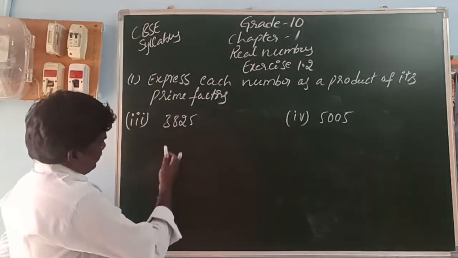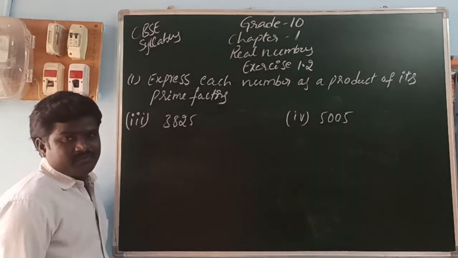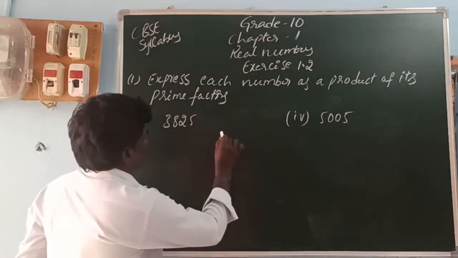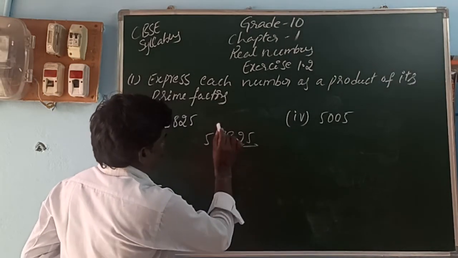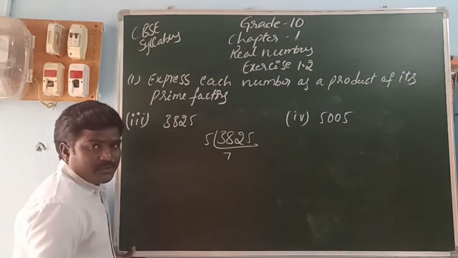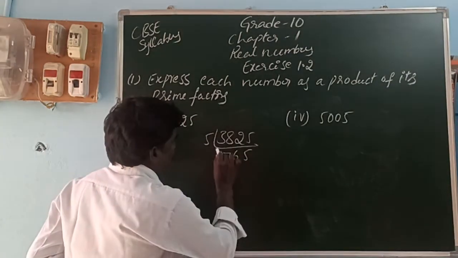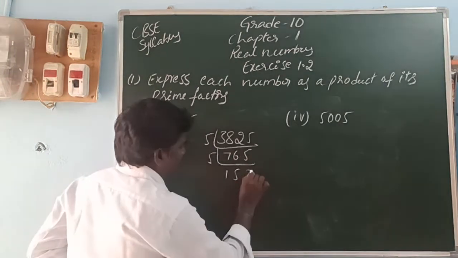3825. Here when I observe this number, its last digit is how much? 5. So a number whose last digit is 5 is divisible by 5. So here 3825 we can divide with 5. 5 sevens are 35, 5 sixes are 30, 5 fives are 25. Again we can divide with 5. 5 ones are 5, 5 into 1 is 5.